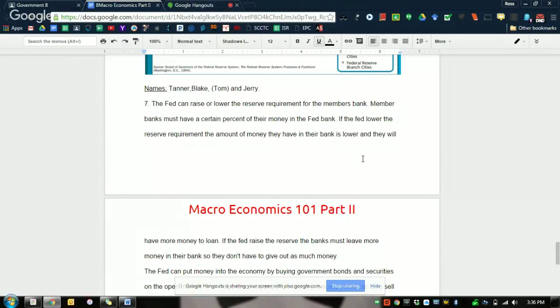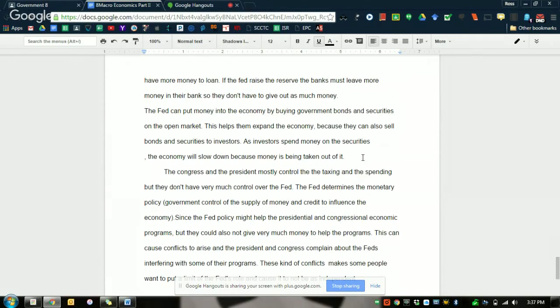It can really boost it if they have more money to borrow. People are starting things, moving and shaking and doing all kinds of things. It can really slow it down if there's less money to borrow or if it's really expensive to borrow.